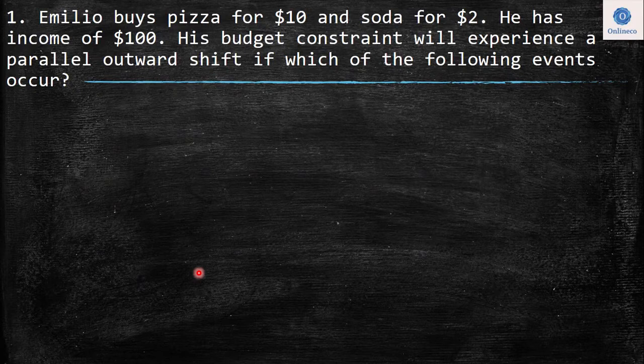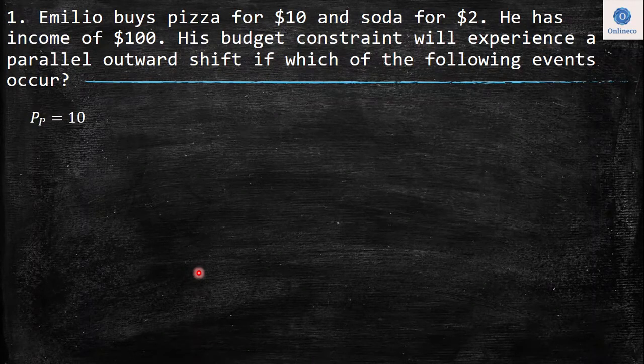So the first question says, Emilio buys pizza for $10 and soda for $2. He has income of $100. His budget constraint will experience a parallel outward shift if which of the following events occur?